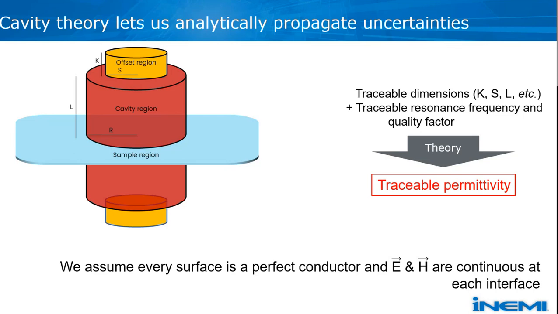And by enforcing all those conditions, we can create a system of equations with just a few unknowns, namely our cavity and our sample dimensions and our microwave resonance frequencies. And so by combining all those things and perturbing them within their dimensions, we can get a known permittivity with traceable uncertainties.